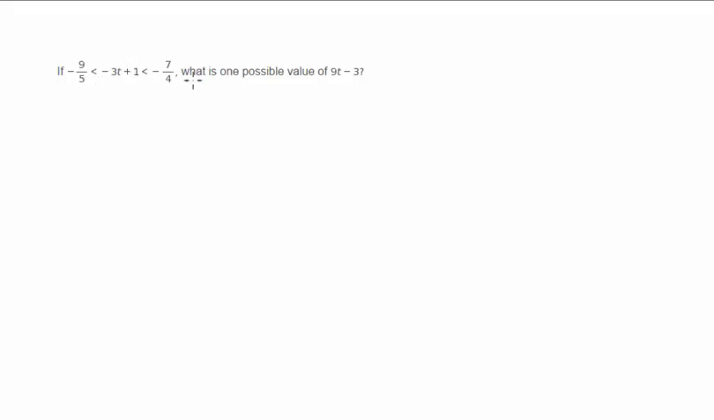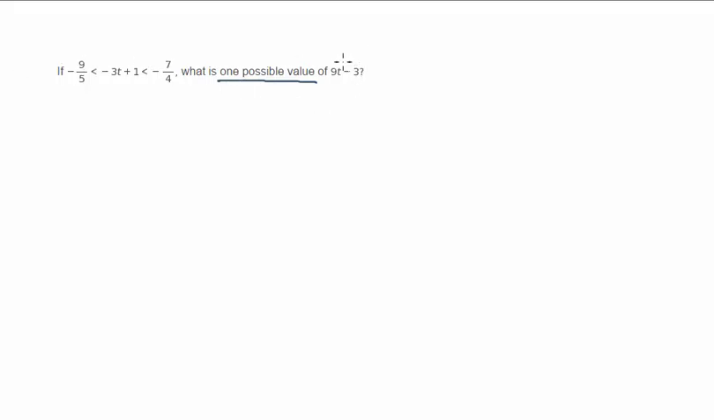In this lesson, we'll review a heart of algebra question. This is from the grid-in section, and calculator is permitted. We have this inequality, and the question is asking for one possible value of 9t minus 3. You see this phrase sometimes on grid-in, one possible value. That means there are many correct choices. You just have to select one.